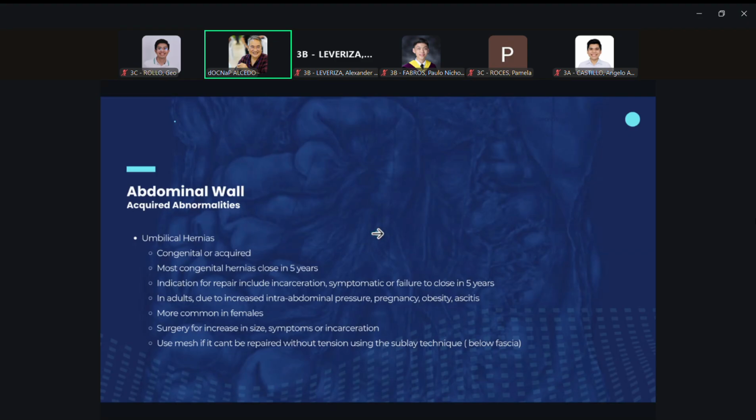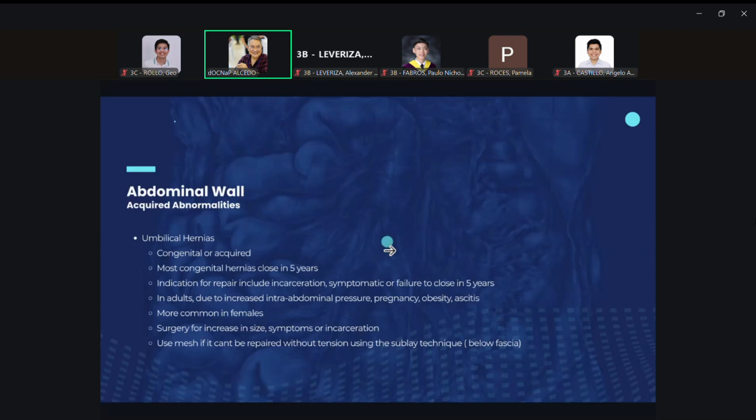For adults, it is usually because of an increase in intra-abdominal pressure. So you have to identify the causative factor and address it if it is controllable. For example, if the patient became pregnant and developed a hernia, you can observe the lesion post-partum and see if it is progressive or if it will cause a lot of symptoms for the patient. Otherwise, you can just observe it. So this is more common among females.